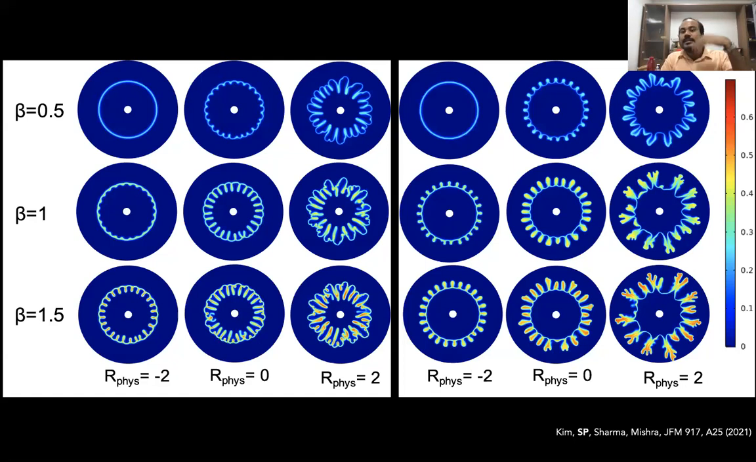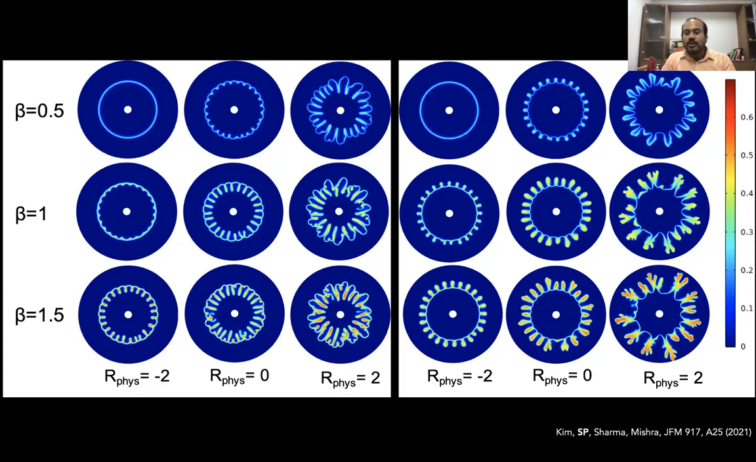The top one says that it was B over A. That means A reactant was more concentrated initially. That's why beta is less than 1. And the bottom one shows that initially the B reactant was more concentrated. That's why beta is greater than 1. And then we consider three different configurations: R physics 0, R physics negative, R physics positive, and we summarize how the pattern formation looks in this wide spectrum of parameter space. Of course, this parameter space is not exhaustive.